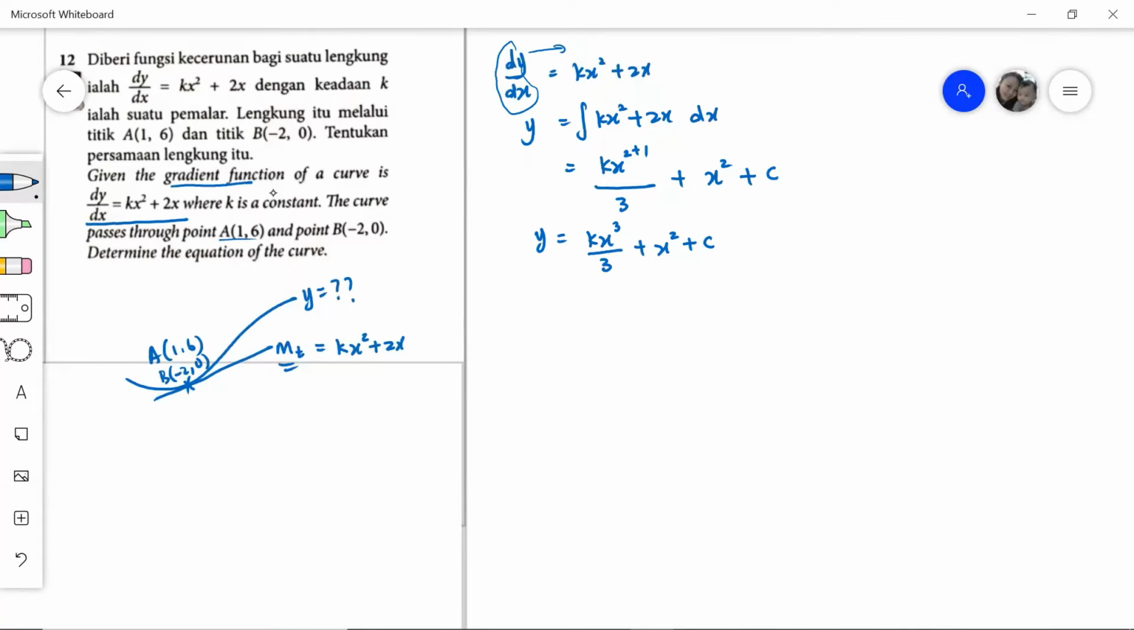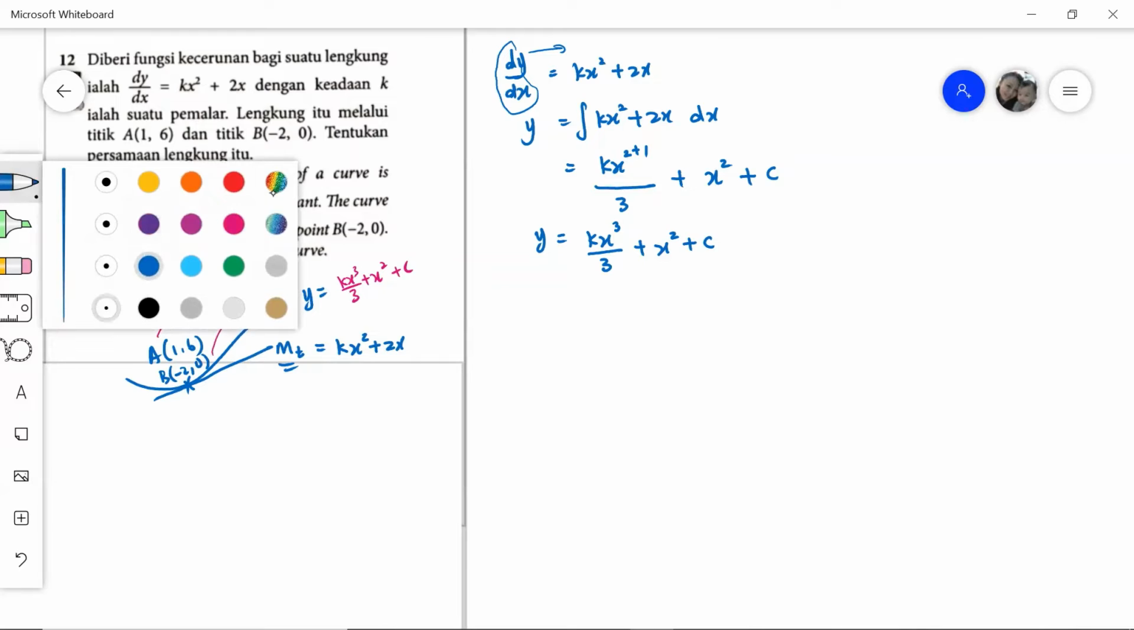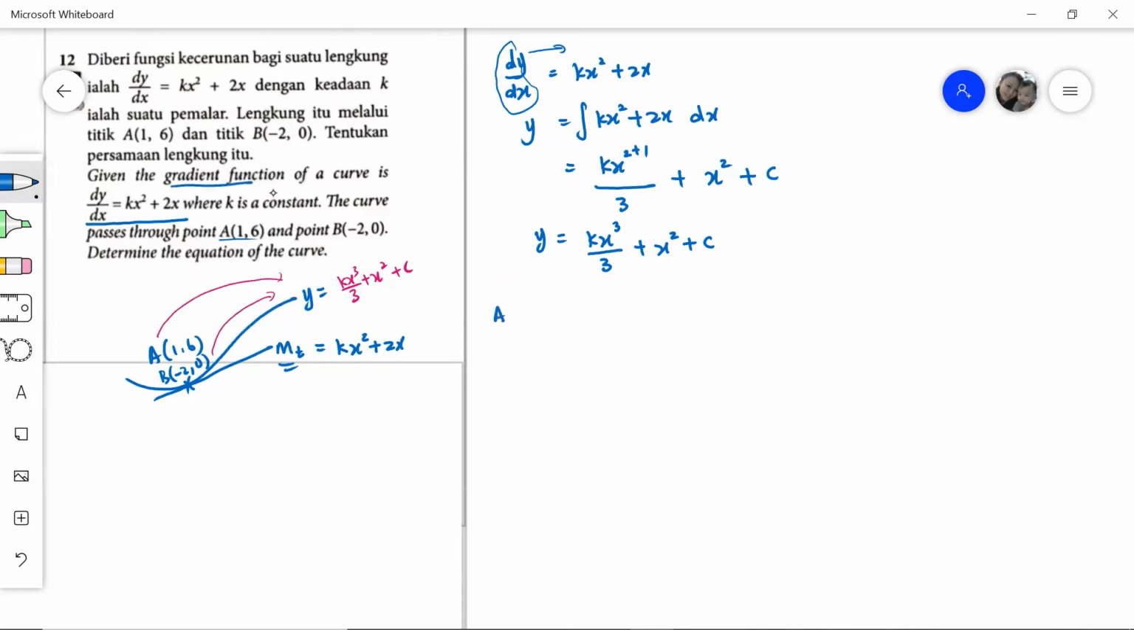Now we have the equation, but it's not complete because of the c. So we can substitute point A as well as point B. We substitute these 2 points. From point A, (1, 6), the equation will become 6 equals k over 3 plus 1 plus c.